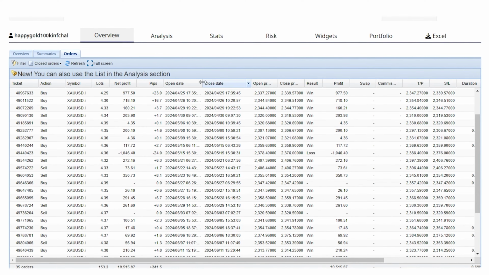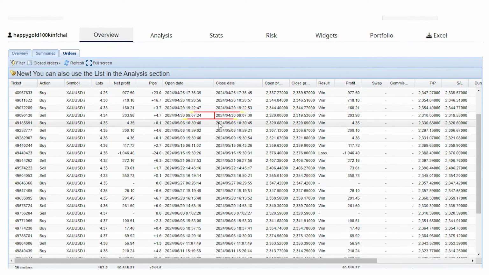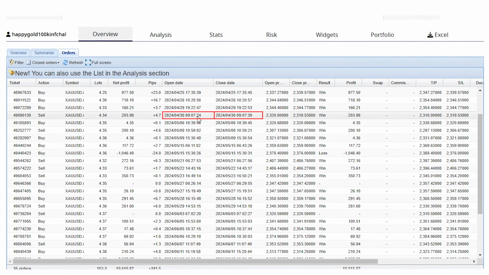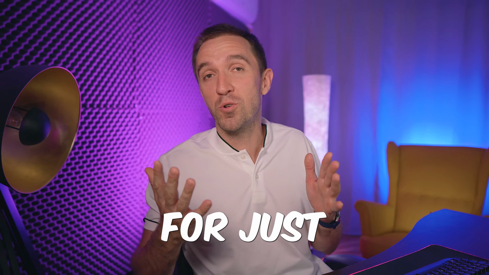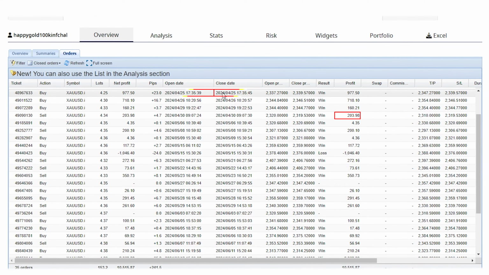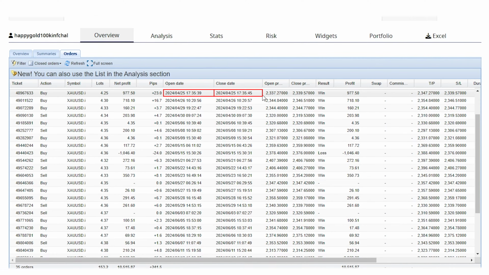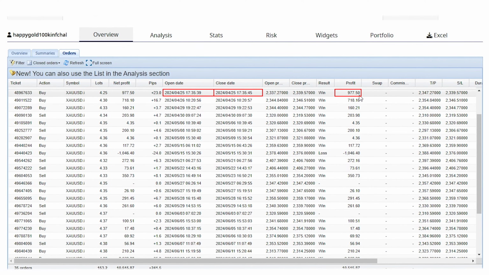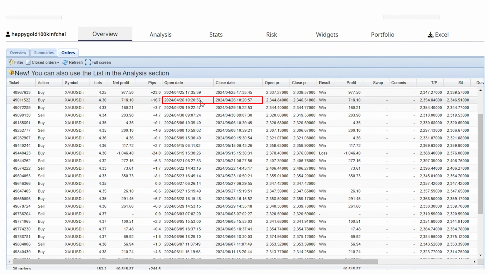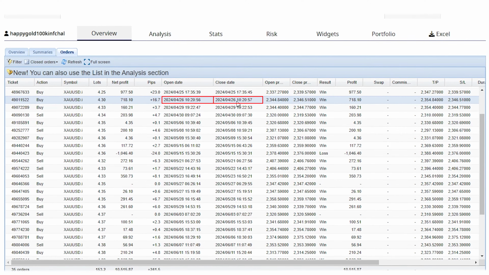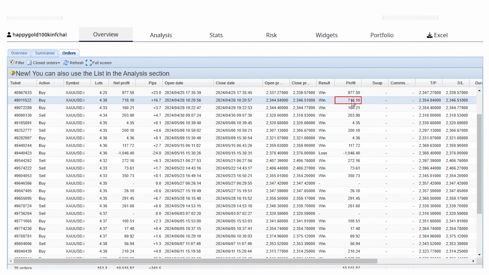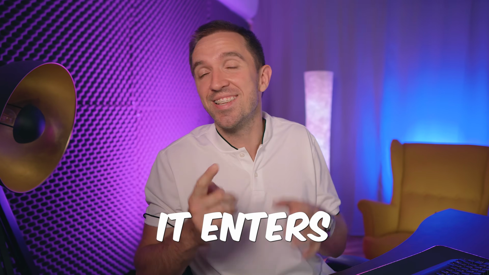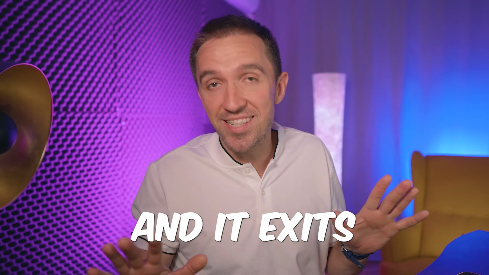But if we look closer, we will see that, for example, this trade was opened at 9:07:24 and it was closed at 9:07:30. So the trade was open for just 6 seconds and it brought $200 of a profit. The first one on the top is again 6 seconds with nearly $1,000 of a profit. The second one, check out the second one, 10:20:56, 10:20:57. It is a 1 second trade that brought $718. Just 1 second, guys. It enters the market and it exits the market.